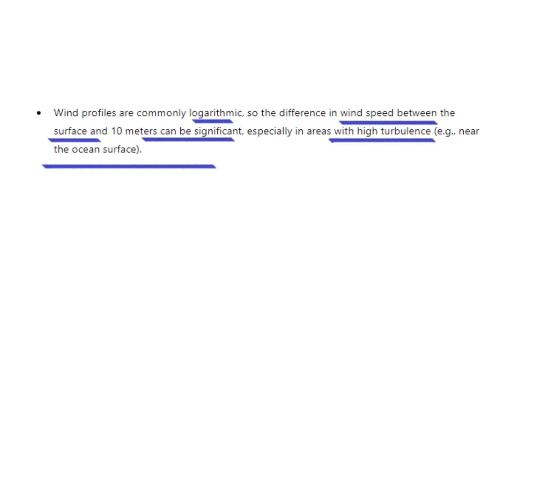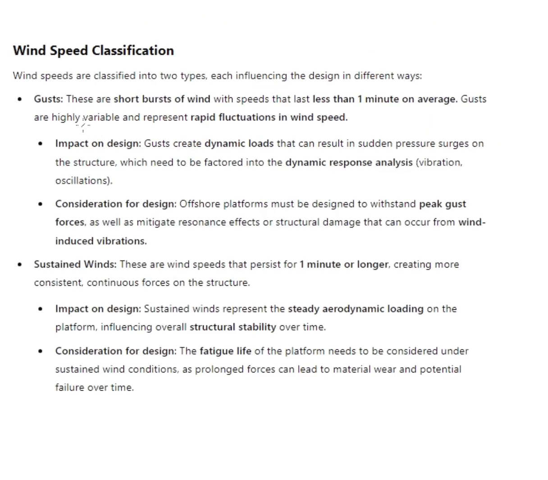Areas of high turbulence means that's near to the ocean surface. See here, I told you that for the wind speed classification, there are two types of classifications, each influencing the design in different ways. Gusts are short bursts of wind that last less than 1 minute on average. Gusts are highly variable and represent rapid fluctuations in wind speed. That's what it represents. What's the impact on design?